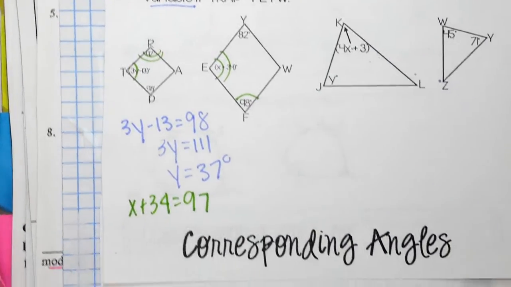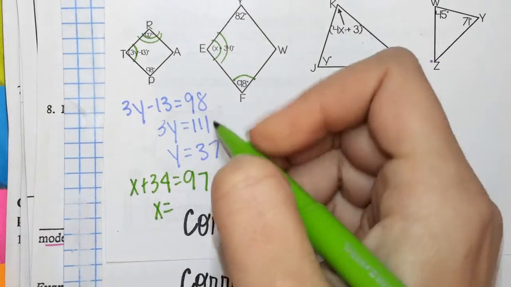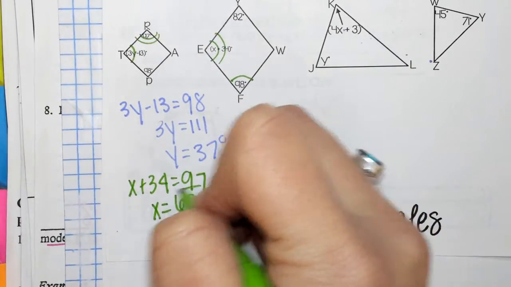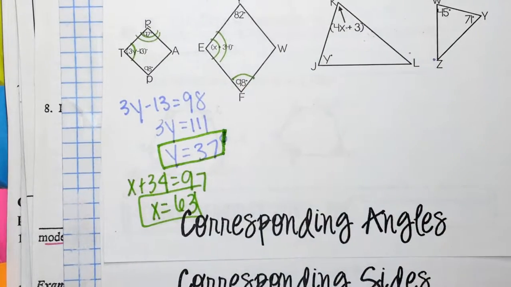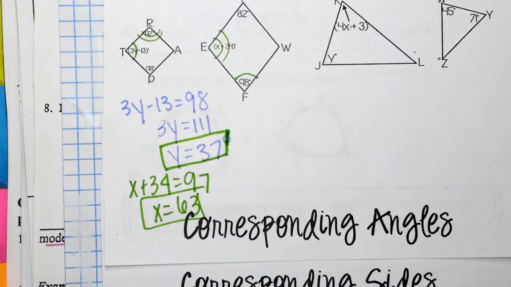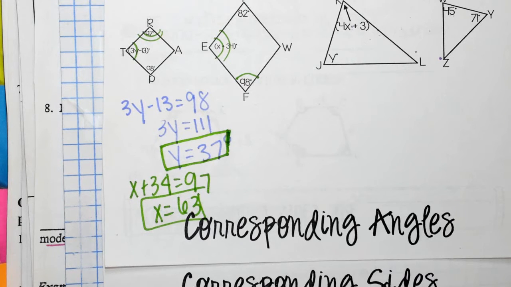Did I set it up correctly? And then I subtract, and what's 97 minus 34? Oh, that should not be degrees. All right, do you think you could do the same thing with number 3? Make sure you check for the turn. For the love of all things good and holy, check for the turn.